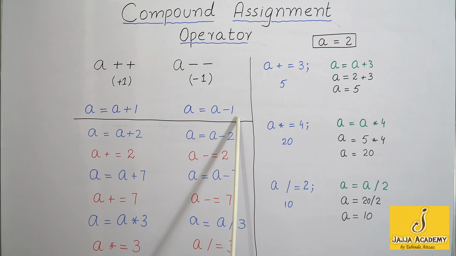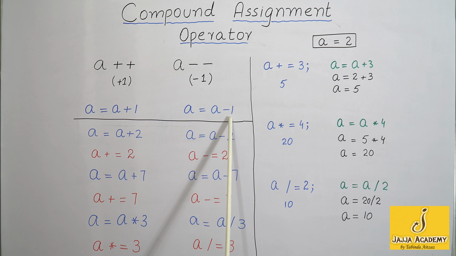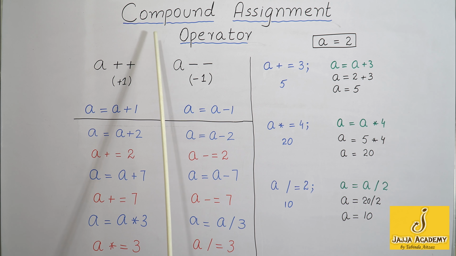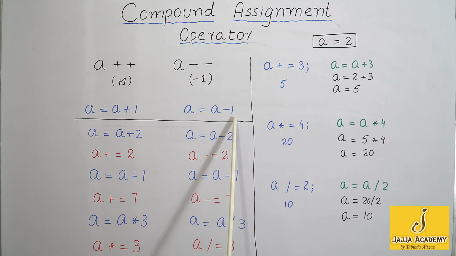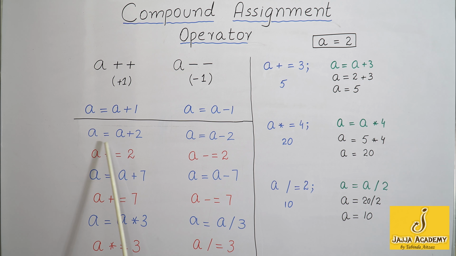Now, if we want to increase or decrease the value of a variable by more than 1, then we use compound assignment operators. For example, if I want to increase the value of a variable by 2, that is, perform the operation A is equal to A plus 2, then by using the compound assignment operator, I can write this statement as A plus is equal to 2. Plus is equal to is the compound assignment operator.